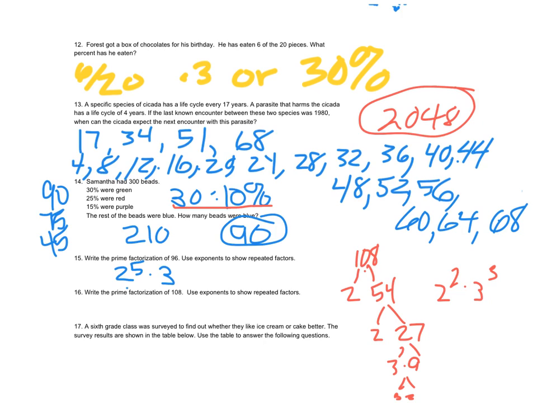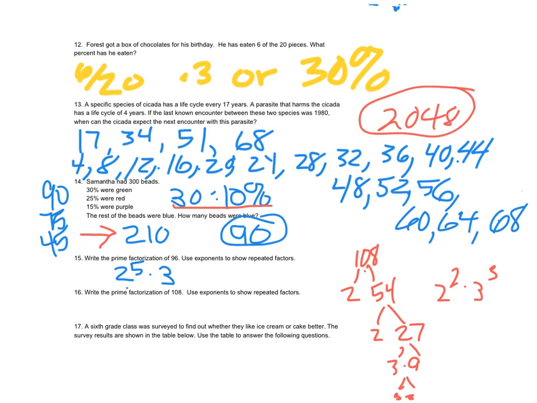And then 15% were purple. So that's 30 plus 15, and so that's 45 beads. So altogether, that is 210 beads. And if 210 were those colors and the rest are blue, so 90 are blue.